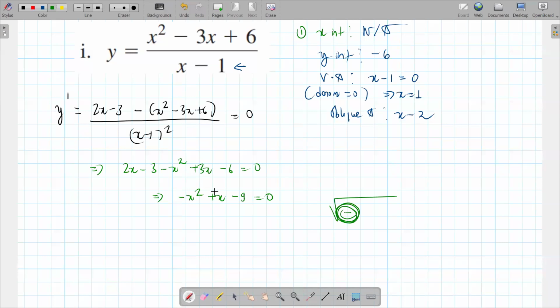This should have been 5x here. Does that change anything? Multiplies to negative 9, adds to 5. 3 and 3 doesn't work. 1 and 9 doesn't work. Okay, that doesn't actually change much because it still doesn't have any x-intercepts. So we didn't find any critical values. Cool?